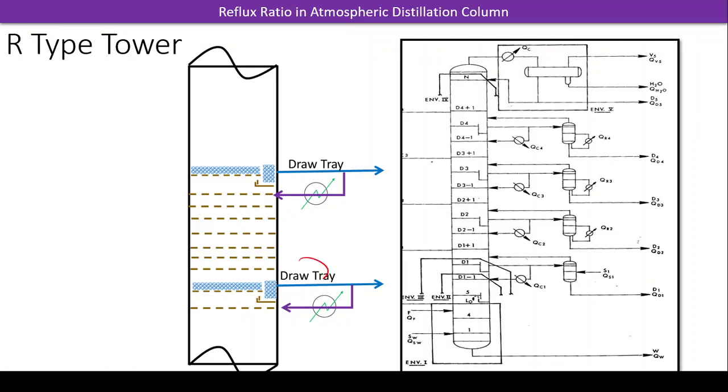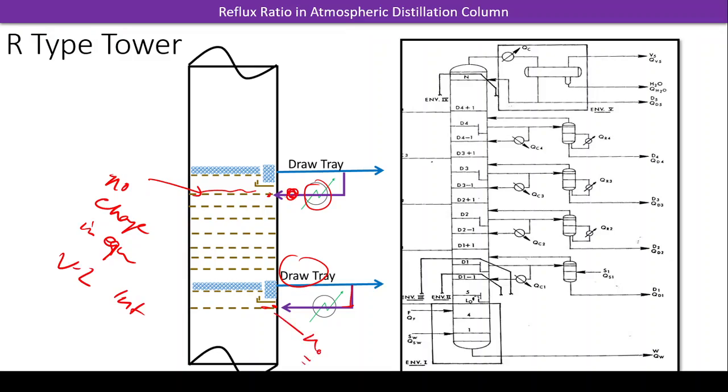For example, this is a draw tray, so we can take a portion of that tray, pull it and return it back into the column just below the draw tray. Similarly, this is another draw tray. We take out the liquid and send it back into the bottom of the section. So there will be no change in equilibrium or vapor liquid interaction. Similarly here also no change. Why no change? Because this material is always coming from this tray, going this way, condensing out and returning back. So there will be no foreign material. This is not treated as a foreign material. That's why it is treated as a single tray for fractionation purposes. So this is all about the R type.